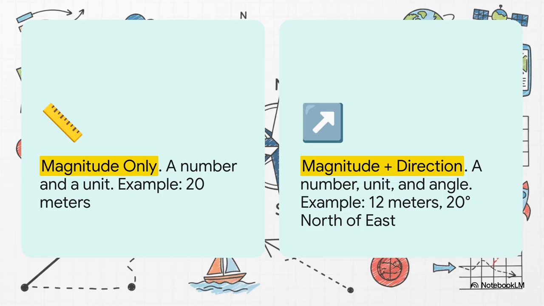Simple. But on the right, we've got our hero for the day, the vector. It gives you both magnitude and direction. It's not just 12 meters, it's 12 meters at 20 degrees north of east. One is just a number, the other is the whole instruction manual.